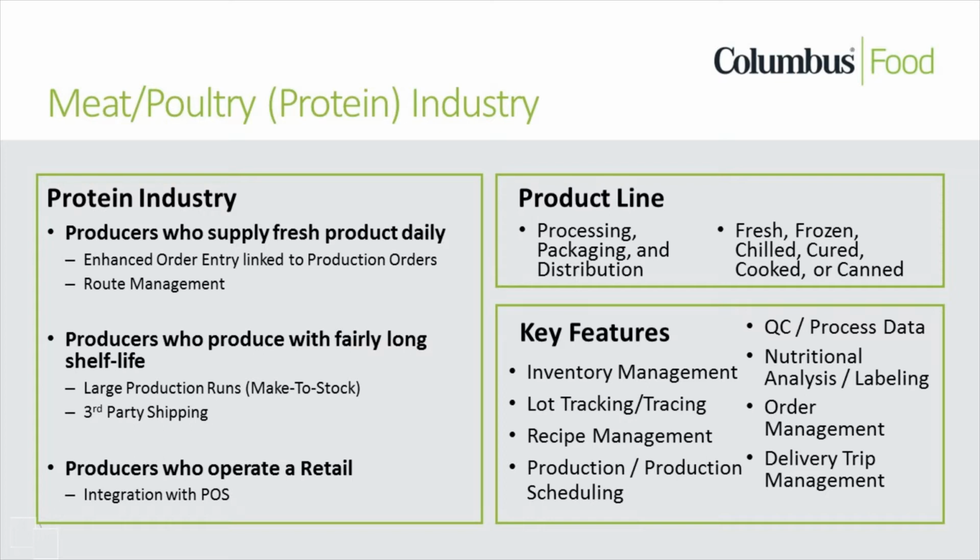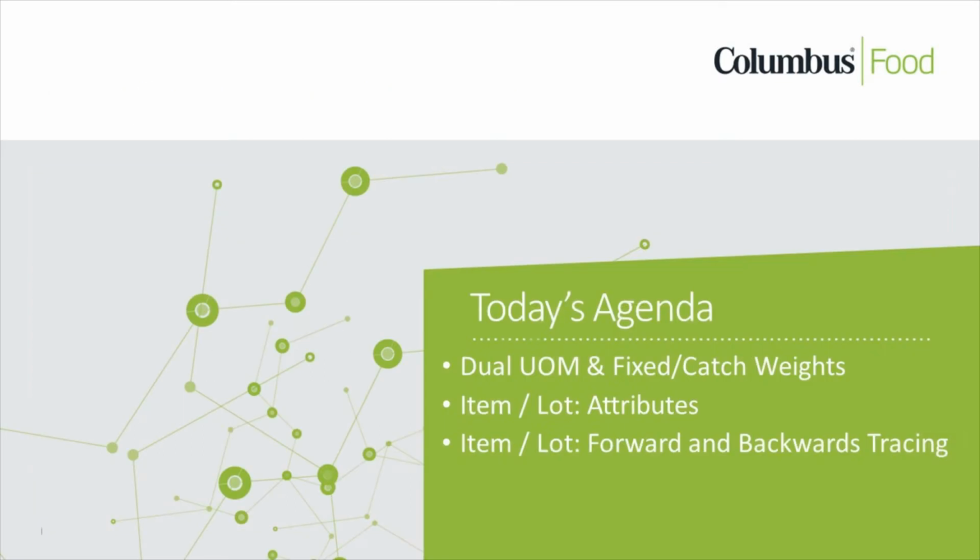For many years, Columbus has worked with various types of meat processors and their product lines. Columbus has the solution, experience, and support to meet processors' unique ERP system challenges. This specific video highlights ColumbusFood's key inventory attributes. Let's start by looking at Columbus's dual units of measure and catch weight.